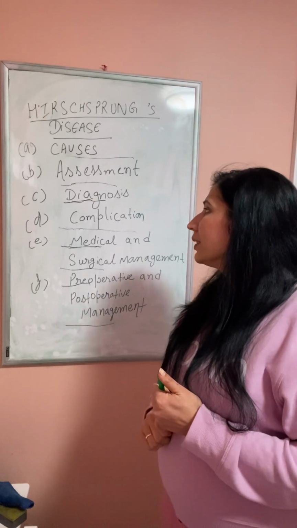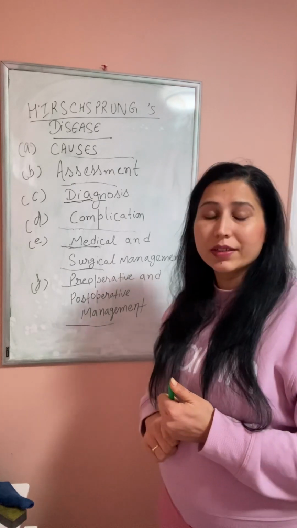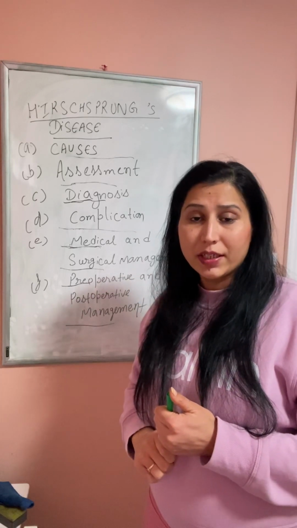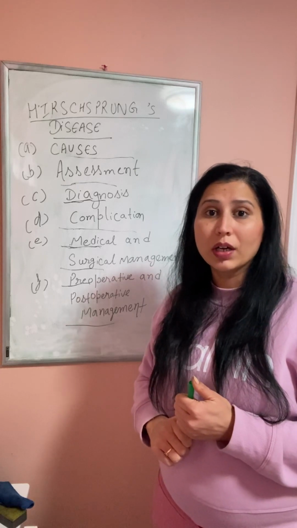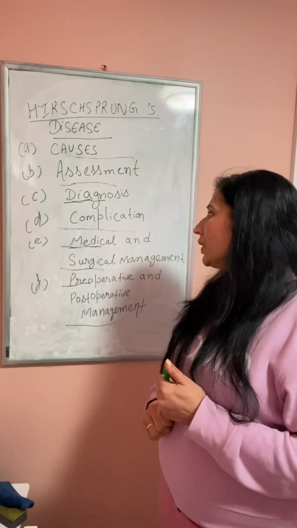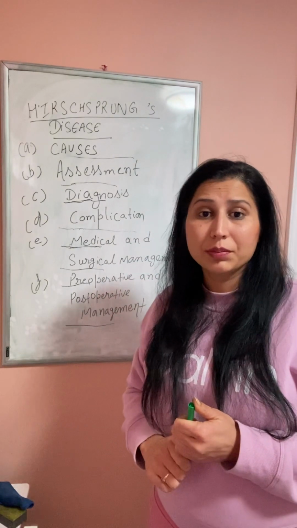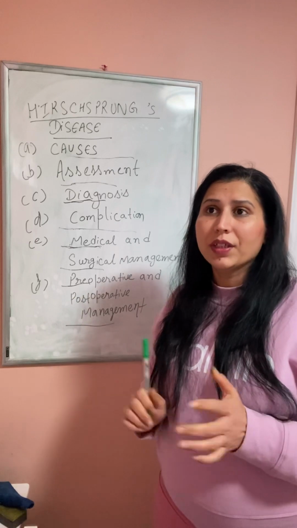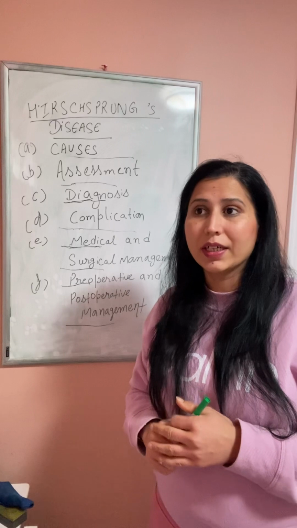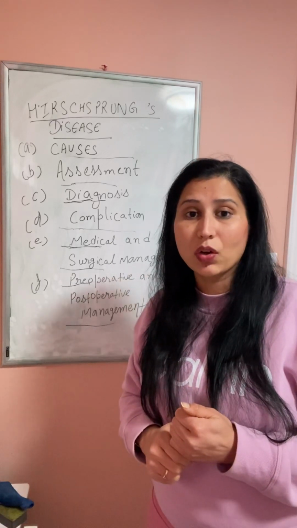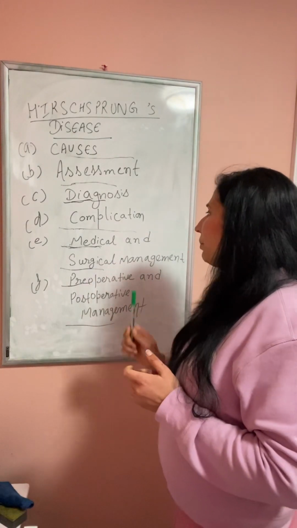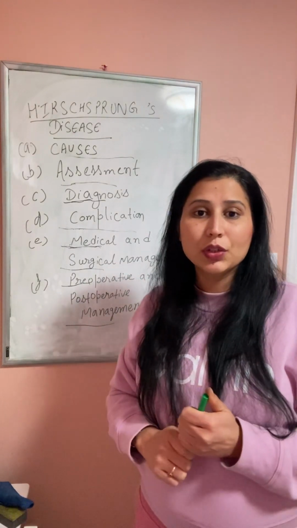There are also complications. If the disease is not treated, it can cause enterocolitis, like a small intestinal infection. It could also affect other parts of the body. GI bleeding also happens. When there is a megacolon and other parts of the colon are also affected, that causes obstruction in other parts, and that causes GI bleeding too. Infection could happen.